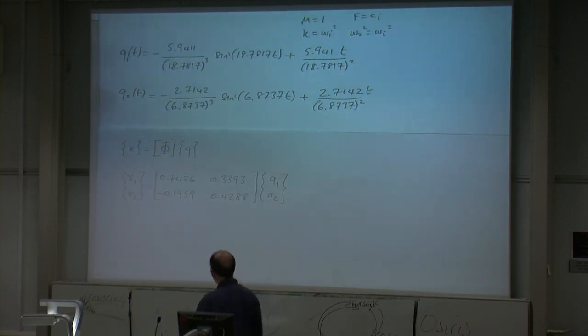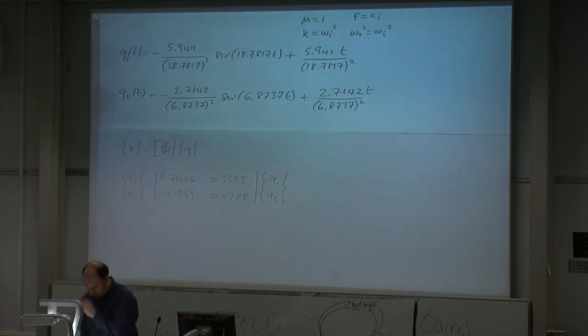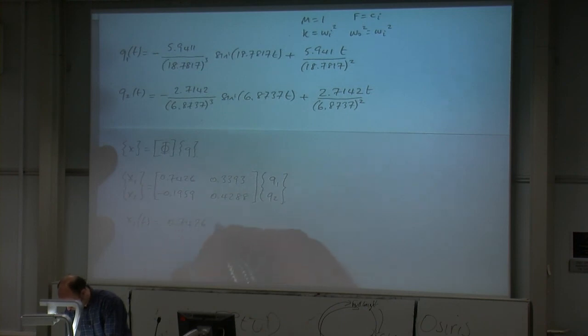I'm not going to write this out in full, and nor do I expect you to do so. You can simply write, if you wanted to, x1(t) equals 0.7426 times q1 plus 0.3393 times q2, and x2(t) is minus 0.1959 times q1 plus 0.4288 times q2.